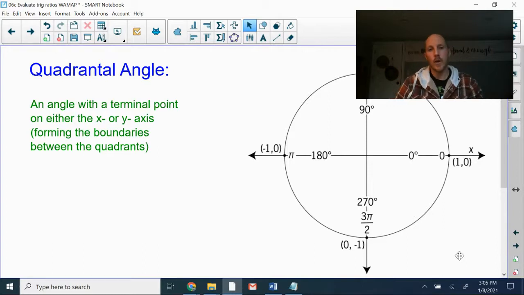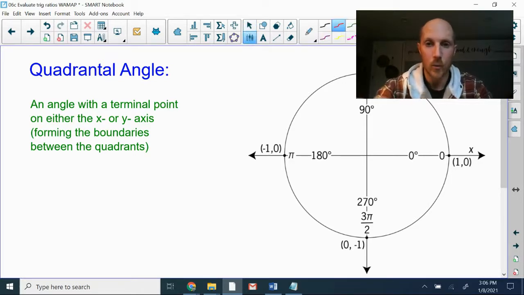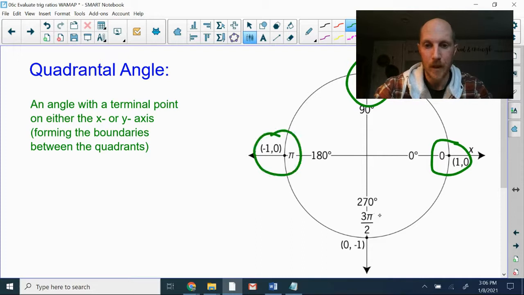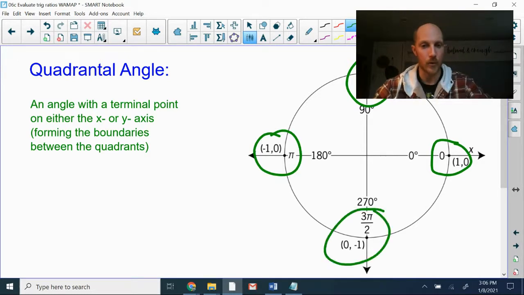The other term we need to look at is the definition of a quadrantal angle. A quadrantal angle is an angle whose terminal point is on either the x-axis or the y-axis. Of course, the axes form the boundaries between the 4 quadrants. So what we're looking at is 0, pi over 2, pi, and 3 pi over 2.